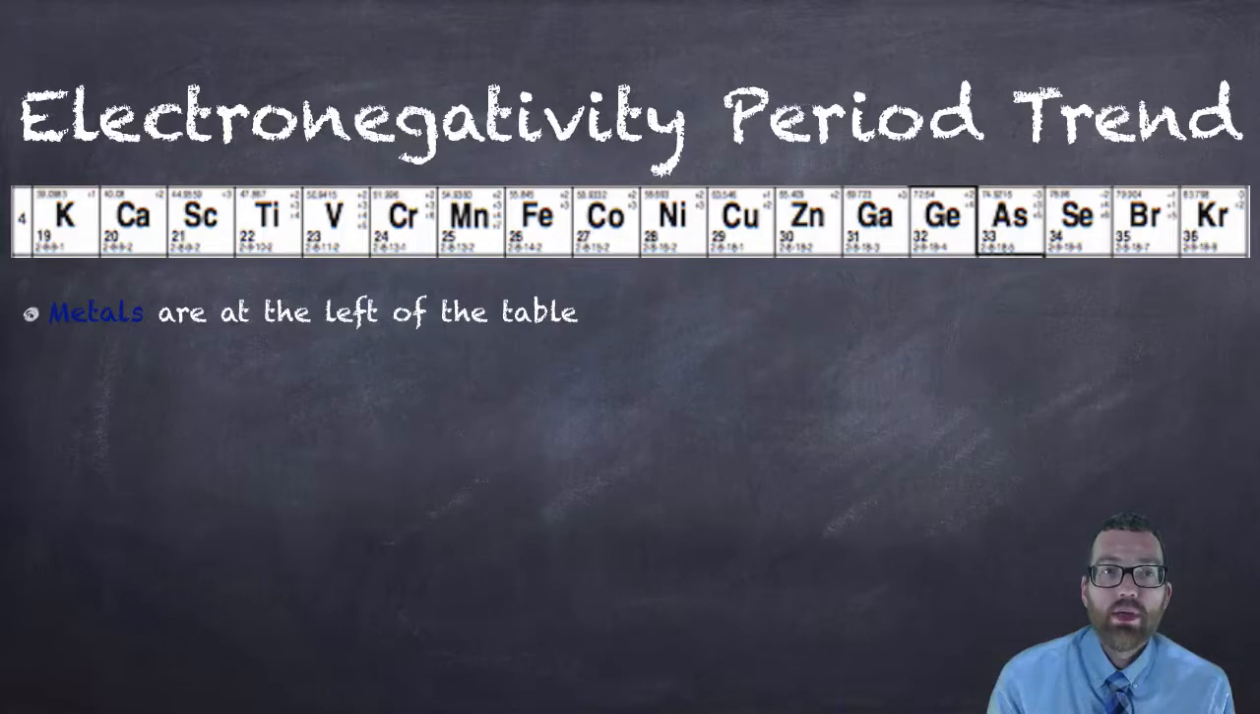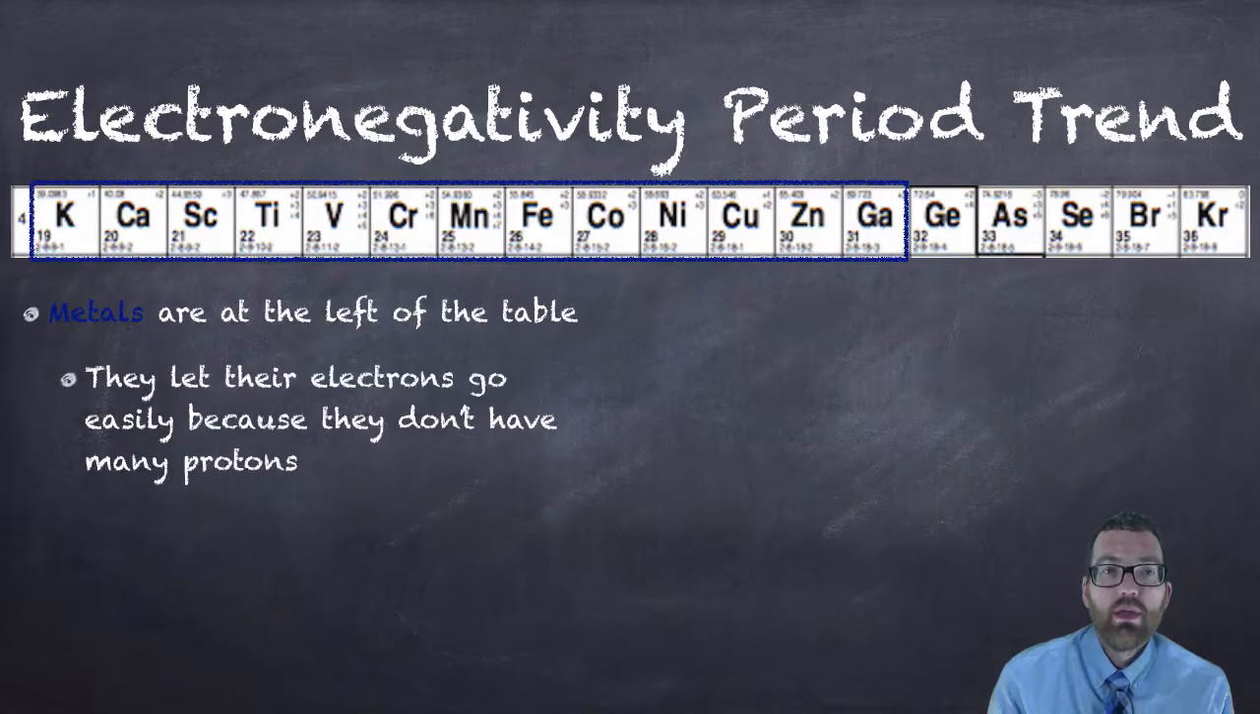If we look at the period trends, remember metals are on the left-hand side of the table. So this is period 4. The metals are outlined in blue here. So metals, we know, let their electrons go easily. One of the reasons is because they don't have a lot of protons. They have a very weak electronegativity.